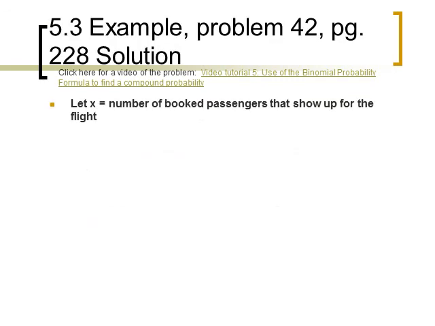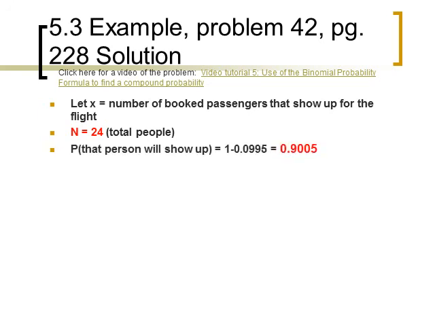So let's let x equal the number of booked passengers that show up for the flight. We know that the total number of people is 24, so that's n. The probability that a person will show up is 1 minus the probability that they don't show up, 0.0995, giving us 0.9005, or about a 90% chance that the person will arrive.